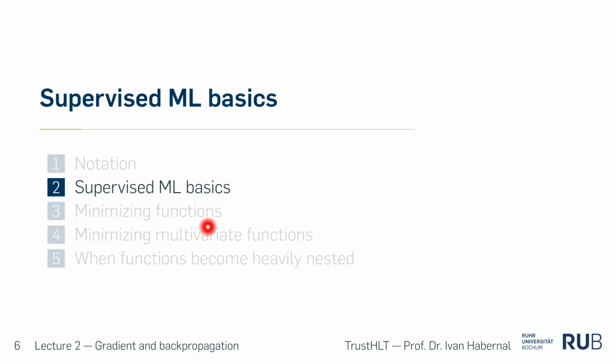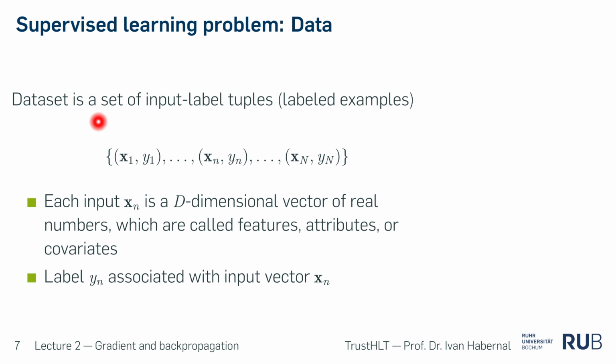So, some basics of machine learning. Supervised machine learning: what does it mean? Why do we call it supervised, and why does it matter? Because in supervised learning we are given some data. We have some supervised learning problem, and usually the data set is a bunch of input-output pairs. This is very simple. We call them labeled examples or annotated examples.